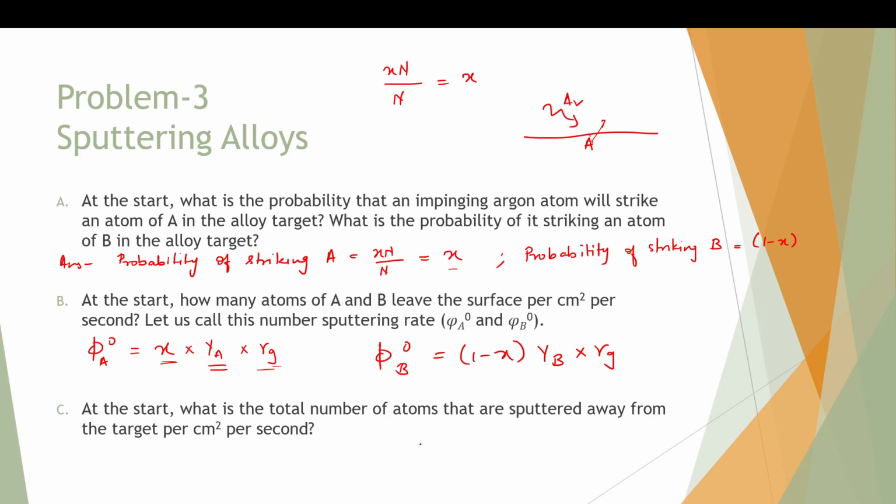Okay. At the start, what is the total number of atoms that are sputtered away from the target per centimeter square per second? Again, they are asking a sputter rate, but the sputter rate for the total number of atoms. So that will be the sputter rate for A plus the sputter rate for B, right?